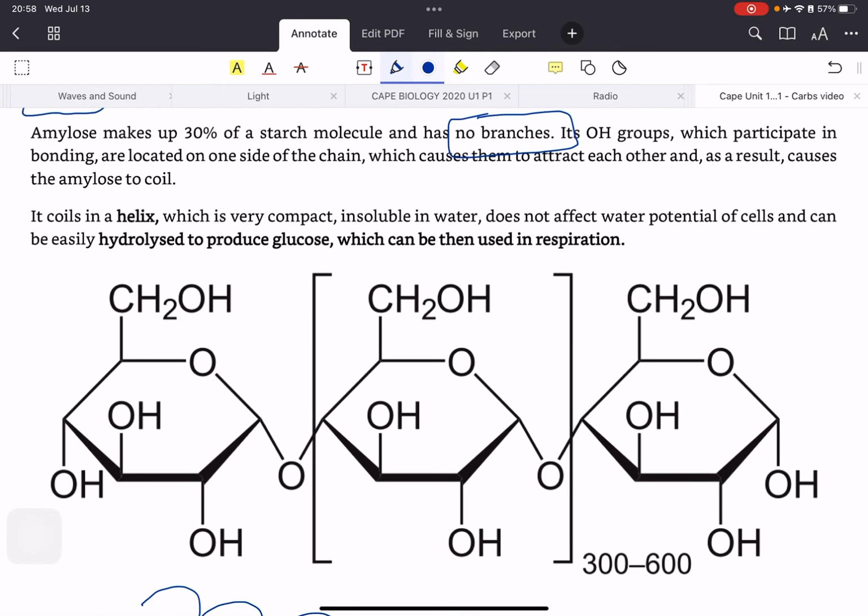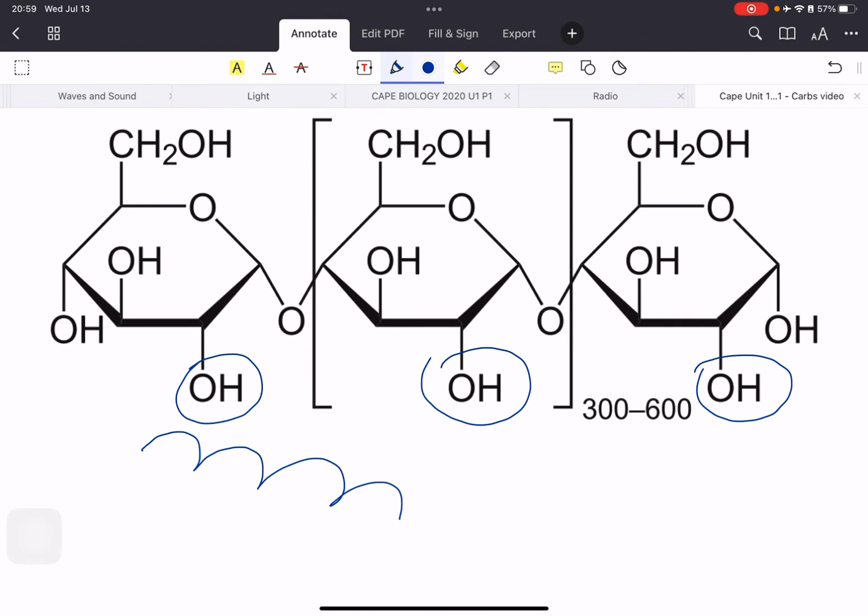Right, so now it has OH groups here. Look at them. All the OH groups are on one side of the molecule, right? Now what happens between OH groups, as I told you, is hydrogen bonding. Very important, hydrogen bonding. So if this OH is attracting that one, and this one is attracting this one, it's going to pull the molecule closer together on one side rather than the other side. So what that means is it's kind of going to curve.